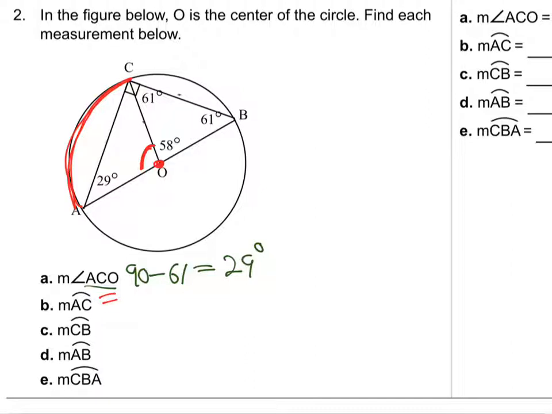I don't know if you remember, it's been a while. It's been like 5 weeks since we did this section. So it's the measure of that angle at the center, which leads to that arc. So what is that angle? How can we find that angle at O, which leads to the arc AC? How do we find this angle?